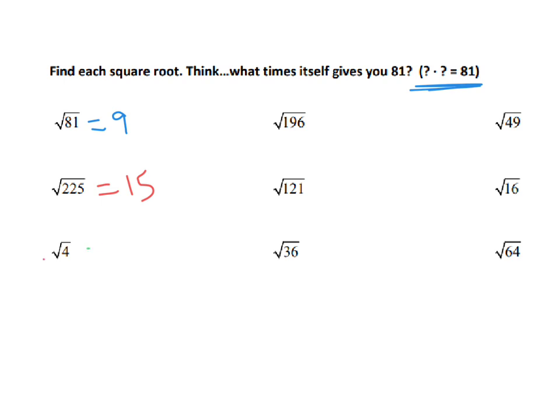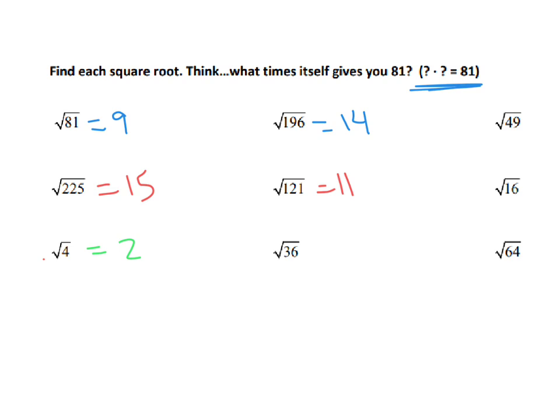Square root of 4 is 2 because 2 times 2 will give you 4. If we did the square root of 196, that would be 14. 14 times 14 gives you 196. Once again, if you're looking at the calculator, you're hitting second and then the x squared, and that will give you the square root symbol. The square root of 121 is 11. 11 times 11 will give you 121.